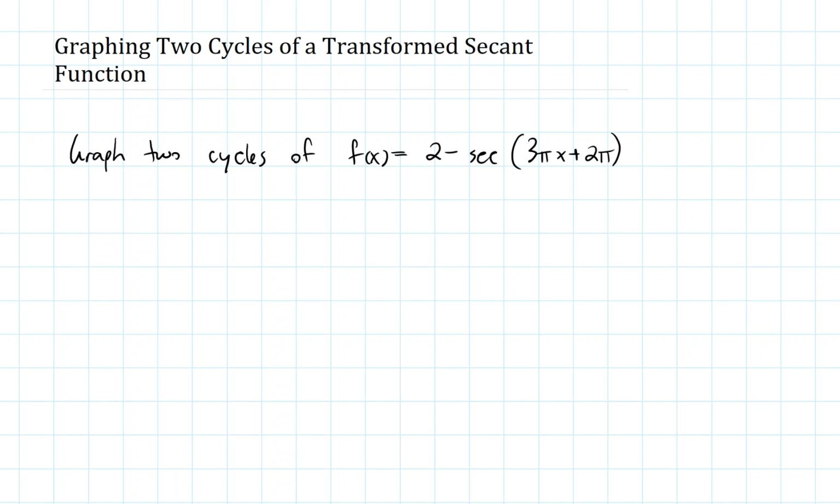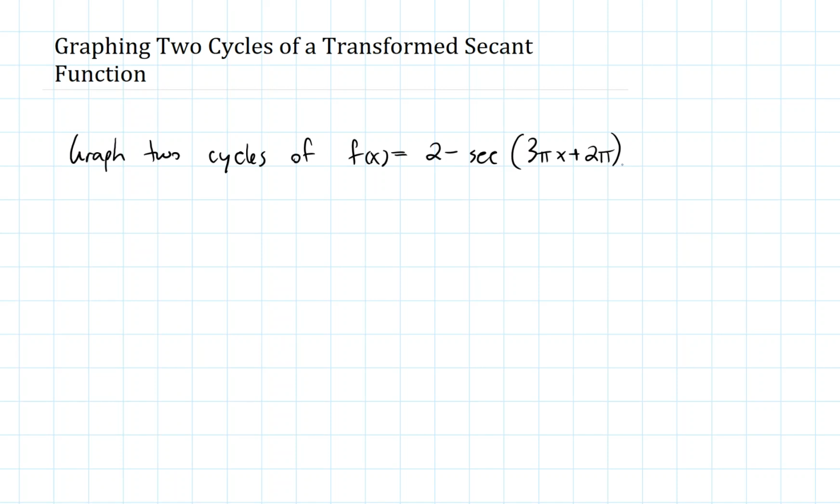Okay, let's look at graphing two cycles of a transformed secant function. You notice I've got my graph paper set up here, so we'll work with some graph paper. And we've got our function listed. F of x equals 2 minus secant of the argument or angle 3 pi x plus 2 pi.